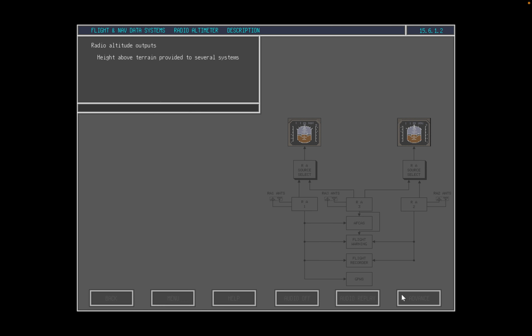The radio altimeter system provides height above terrain information for the following systems: AFCAS, Flight Warning System, Flight Recording System, and the Ground Proximity Warning System.